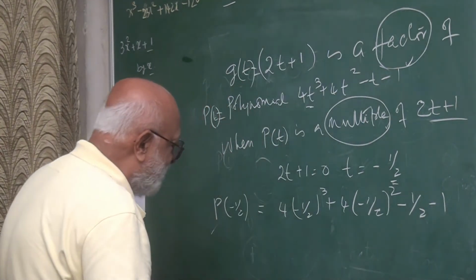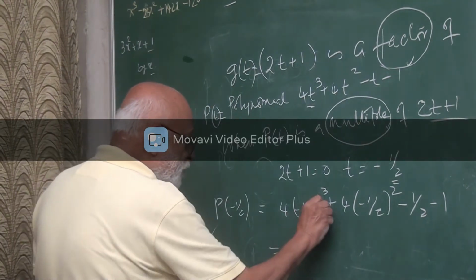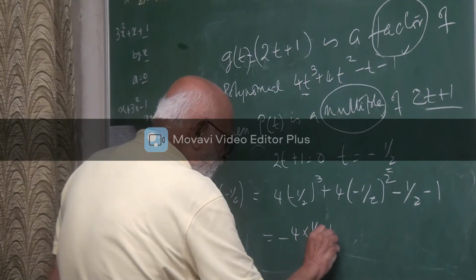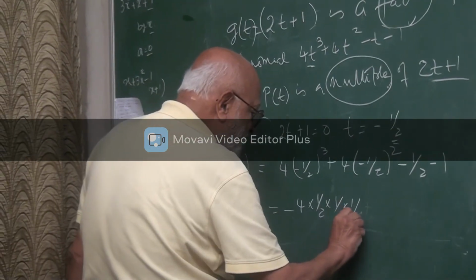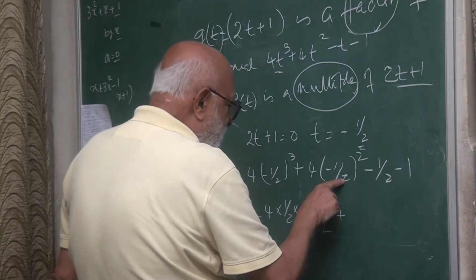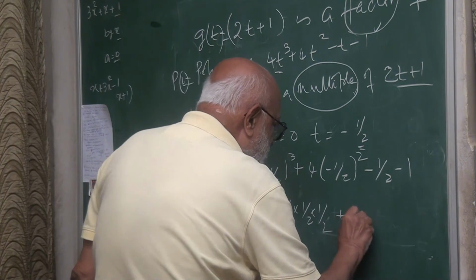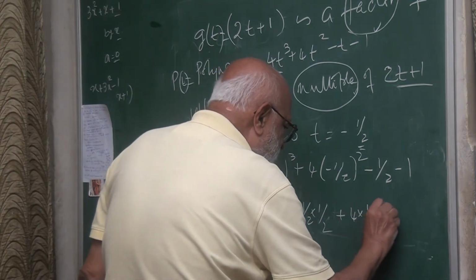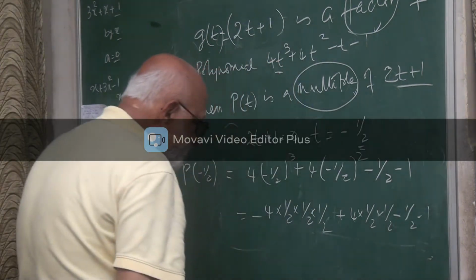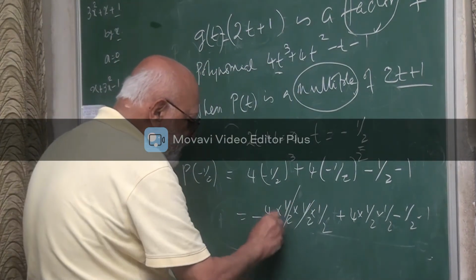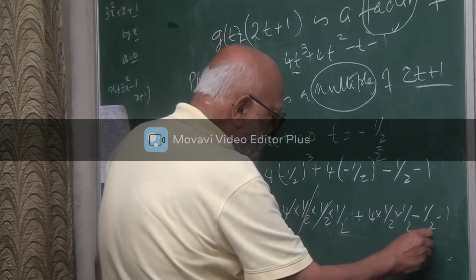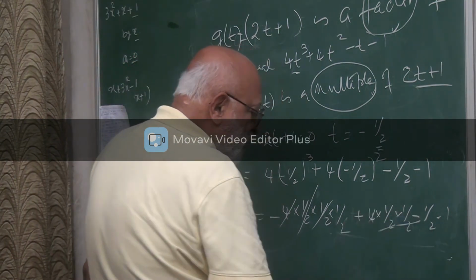Okay, let's take care of this. So this is cube, so minus will remain. Minus 4 into half into half into half, right? We will do it later. Plus square, so it will become plus 4 into half, right? So minus half will remain 1, minus 1. This and this will cancel, right? This one and this one become this. This will also become 1.